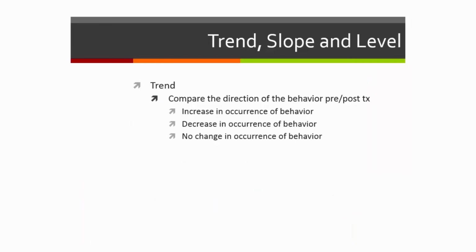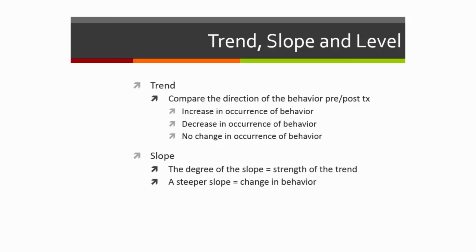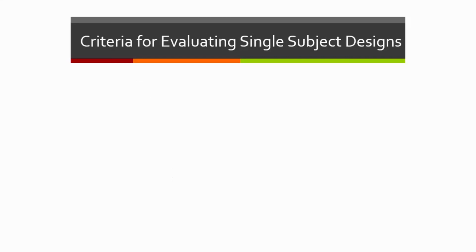Now trend. You basically compare the direction of the behavior pre and post. So it's an increase in occurrence, decrease in occurrence, or no change. That's what we just saw. Now the slope basically tells you the strength of the trend. The steeper the slope, the greater the change in the behavior. So the quicker we're able to alter that normal slope or normal flow, that's going to tell us there was more of an interaction. And then the level basically establishes the significance of the change.